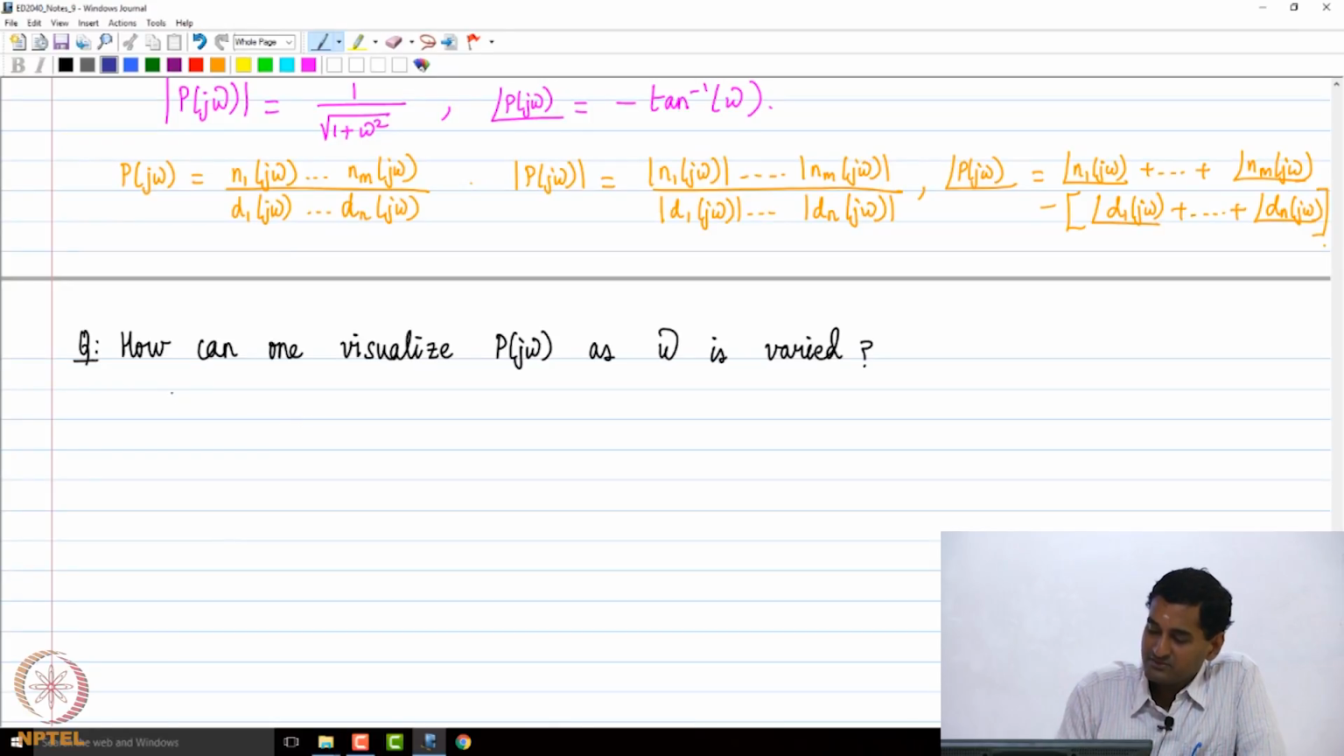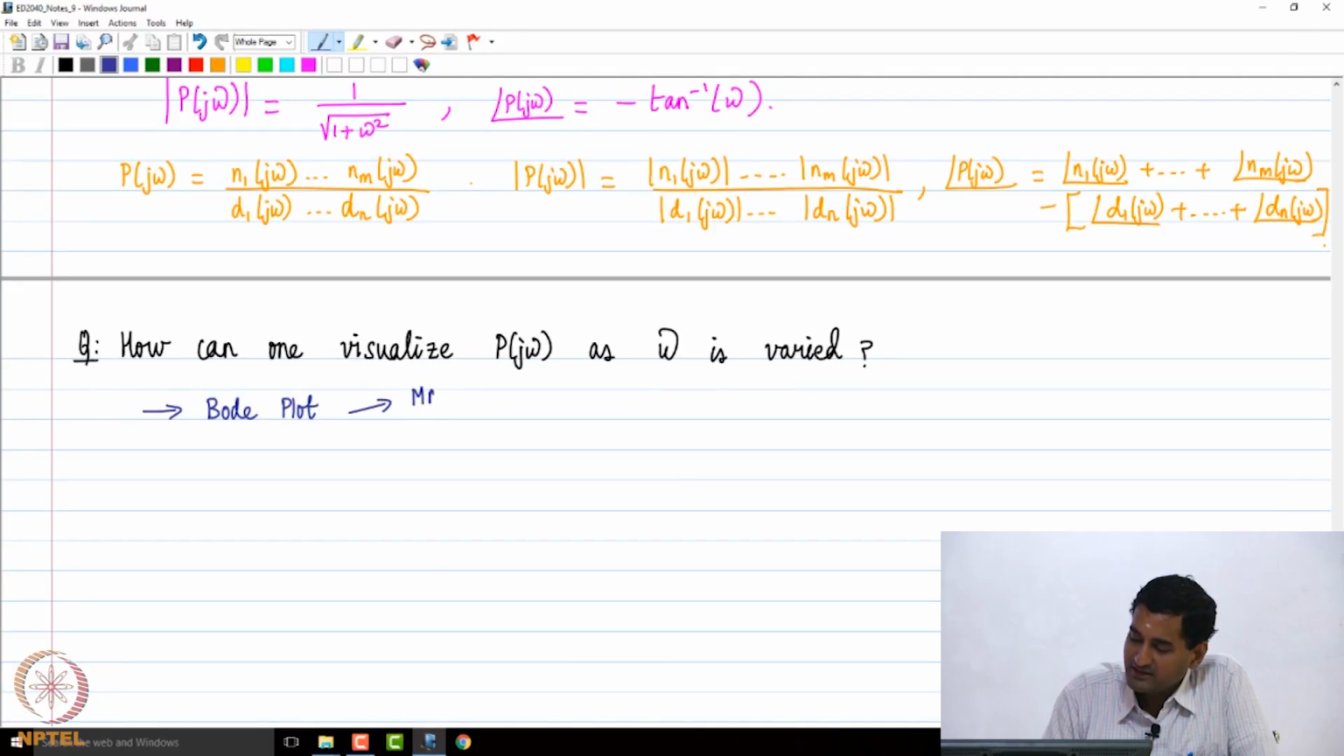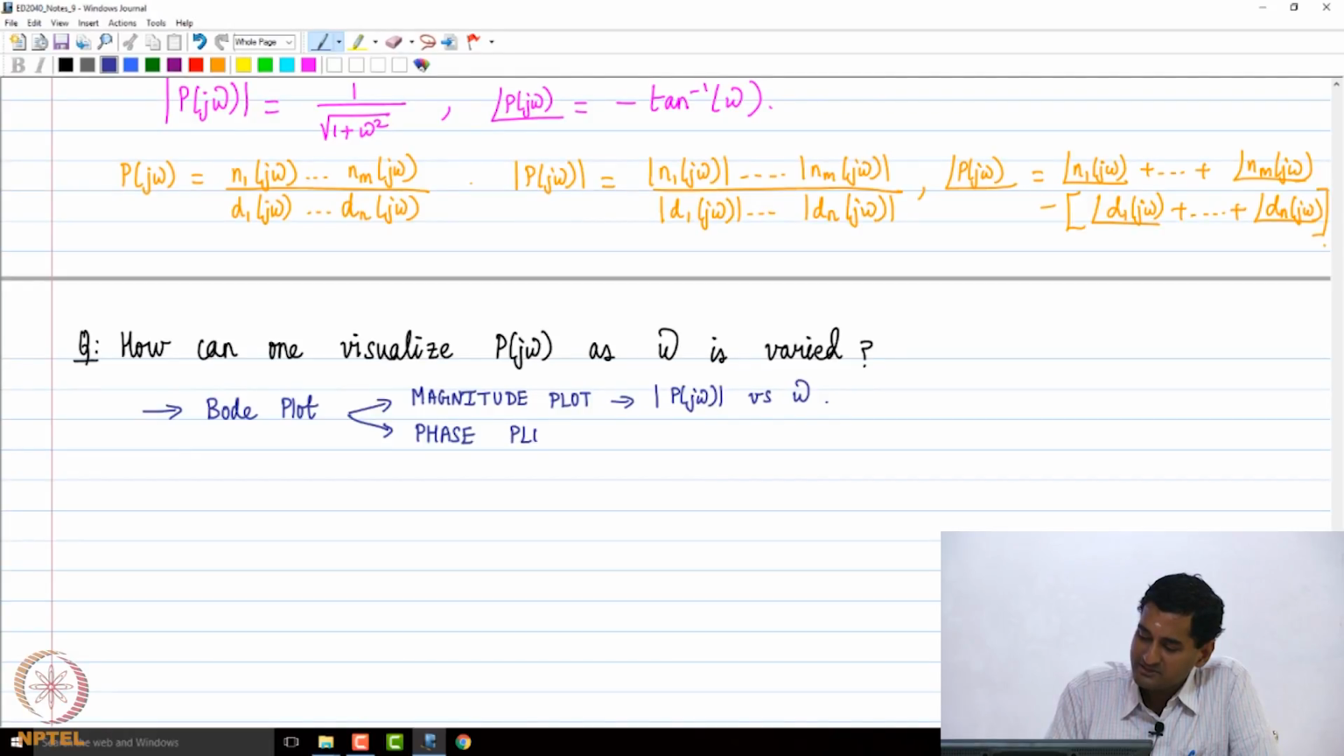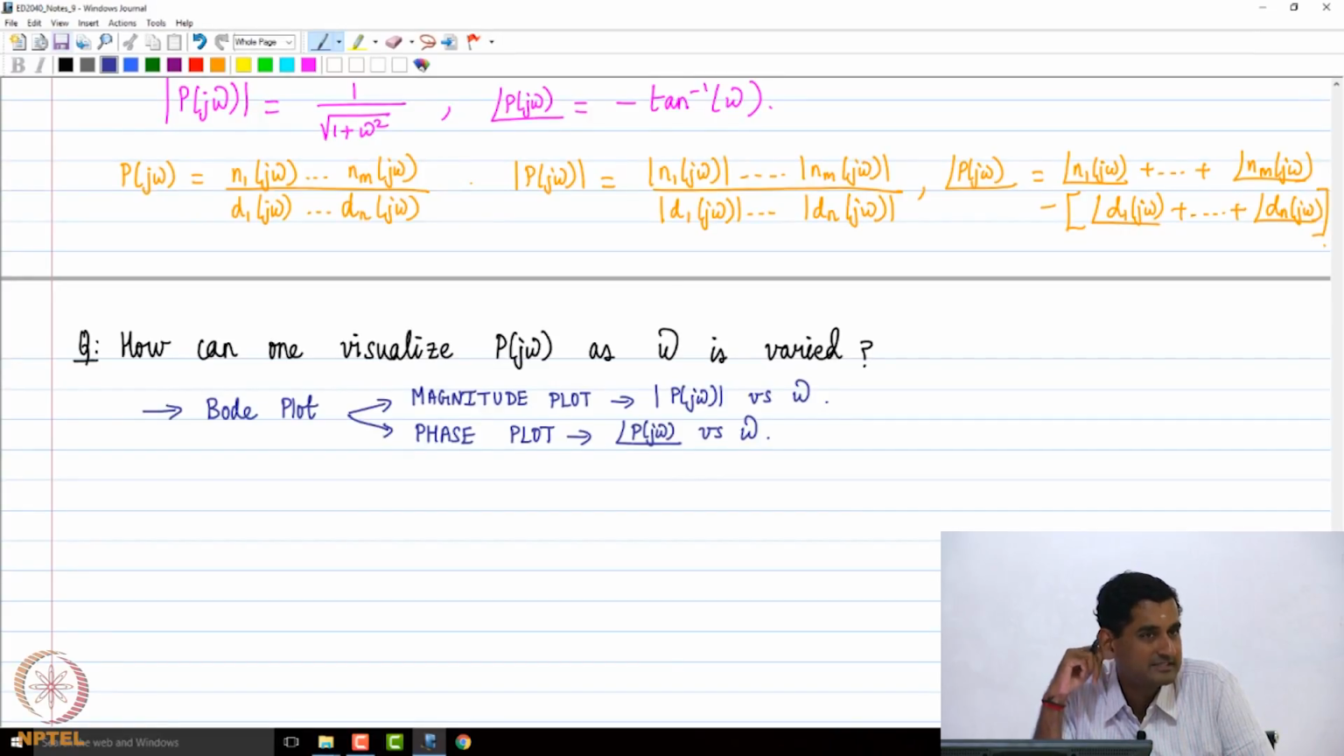The first one is what is called a Bode plot. A Bode plot is one where there is something called a magnitude plot, where the magnitude of P of j omega is plotted versus omega, but of course on a different scale, which we will discuss tomorrow. We will use a logarithmic scale and a logarithmic measure. And we have what is called a phase plot, where the phase of P of j omega is plotted against omega. So that is the first visualization. As I told you, we are going to use logarithmic measures and logarithmic scales, and we will discuss more about that tomorrow. A Bode plot is very commonly used.